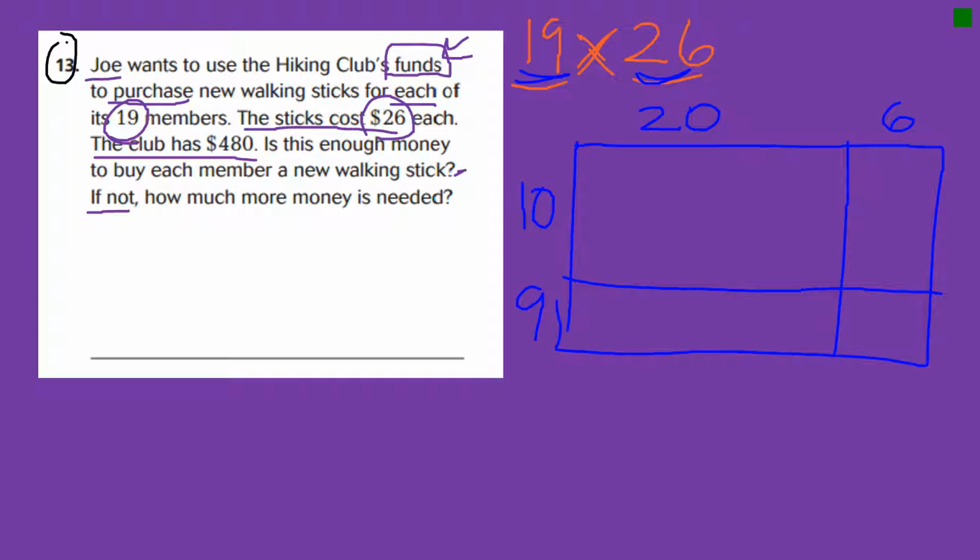Okay, so we right now are finding out how much it will cost Joe to buy 19 walking sticks if they each cost $26. Okay, so let's see. This section is 10 rows of 20. Oh, I know that. That's mental math, right? 10 rows of 20. I can do 1 times 2 is 2, 2 zeros. So that's our first partial product. Okay, I'm going to have to squeeze these in over here. I'm going to start right here. That's our first partial product, 200.